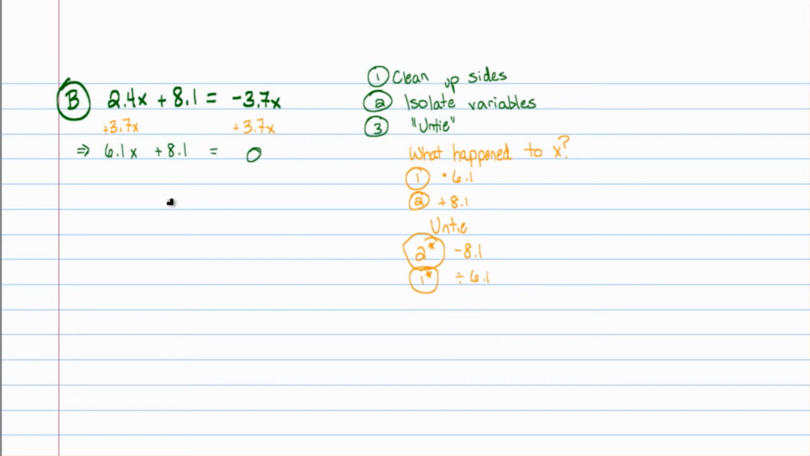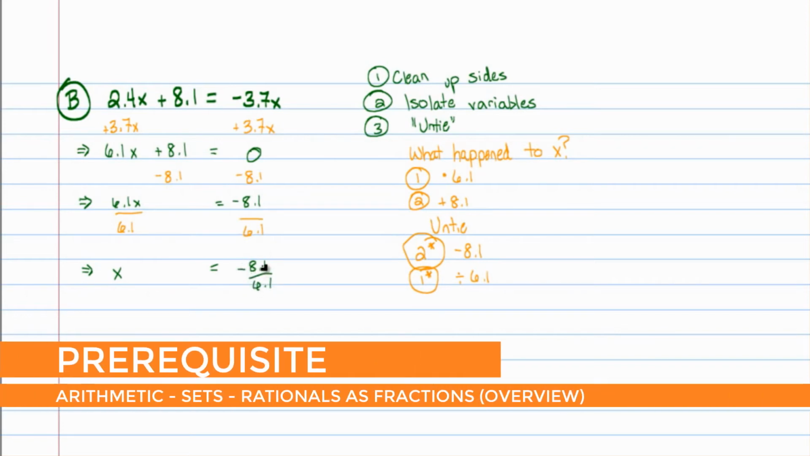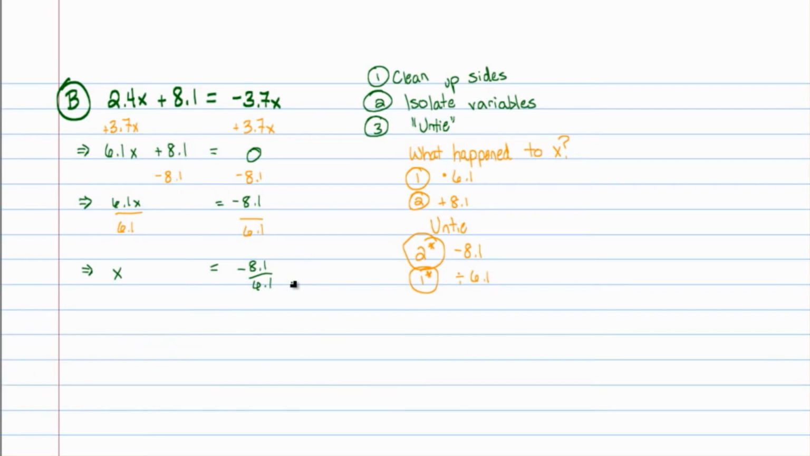Now here I go. I'll subtract 8.1 from both sides to get 6.1x is equal to negative 8.1. And then finally, to untie this last little bit, I'll divide both sides by 6.1. And this will give me x is equal to negative 8.1 over 6.1. Now you don't want to leave a fraction with decimals in it. I'll often say this anyway, but I just want you to make sure that you do not stop here, because this would be absolutely horrible notation. So grab a calculator and figure out what this is.